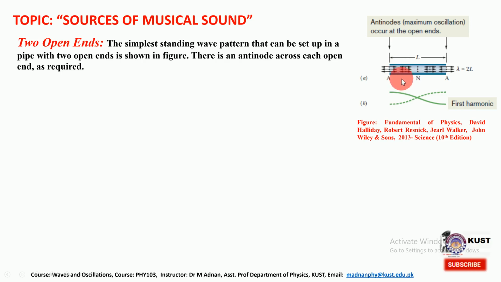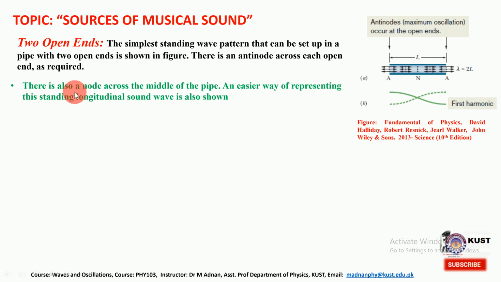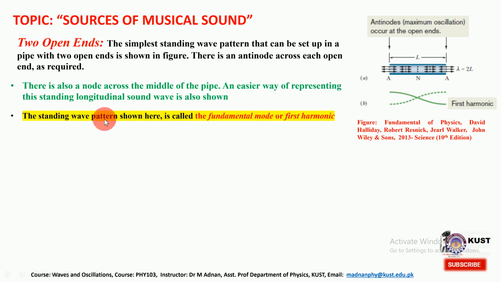Using the same approach as we discussed on the previous slide, we will have a match between the wavelength and the length of the pipe. In this way we will be discussing the various fundamental and overtones. So there is also a node across the middle of the pipe. That is, if we produce such a sound, we have a node inside in the middle. The easier way of representing these standing longitudinal sound waves is known as standing waves.